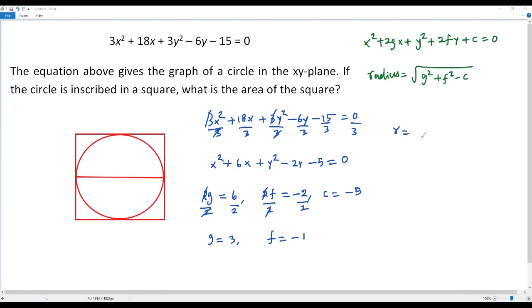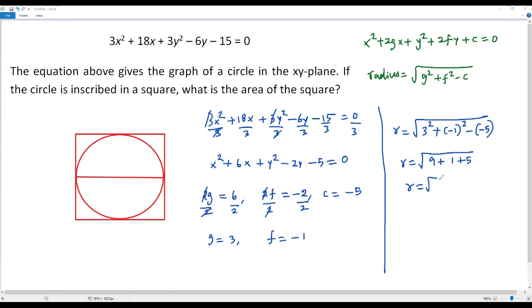Now let's get the radius of the circle. The formula is the square root of g² + f² - c. For g, we plug in 3, that is 3². For f, we have -1, that is (-1)². The negative sign comes from the formula itself. The value of c is -5, so let me plug in -5 for c. The value of 3² is 9, and the value of (-1)² is just 1. Negative times negative is positive 5. Then r equals the square root of 15. Here I got the radius of the circle, the square root of 15.